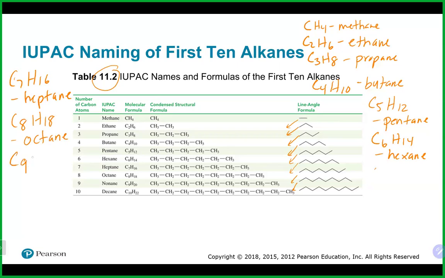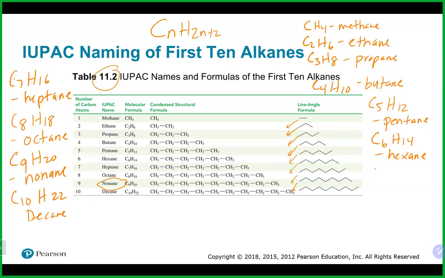Nine carbons gives us 20 hydrogens. That is nonane. Could be making that up, but I guess I'm not. There it is. C10H22 is decane. So again, these are really, really important to know the names, know how many carbons there are. Each of these are still following what we just talked about, CnH2n+2 in terms of their formula, in terms of how many hydrogens they should have.